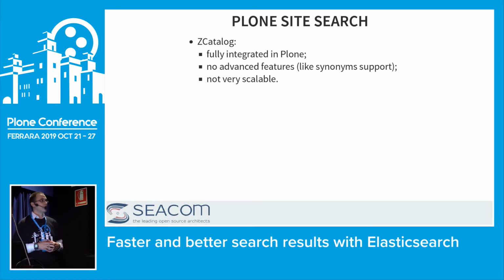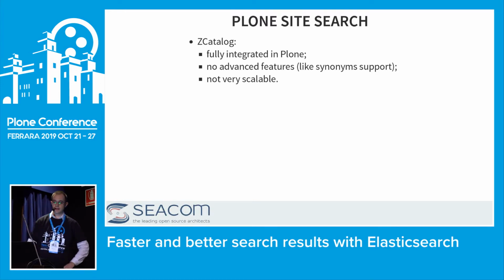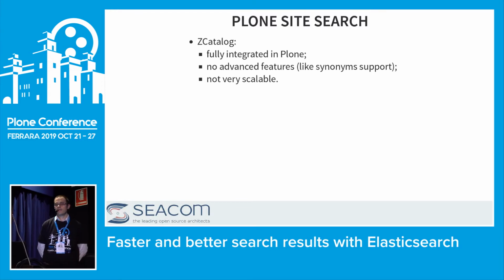So how can we do search in Plone? The integrated way is ZCatalog. It is fully integrated in Plone. Actually, it is more for navigation, but we can use it also for search. It doesn't have advanced features like synonyms, so ranking is not so good, but it is there. And we will need it for navigation and other things, but maybe the search backend can be moved to something that has been built for searches.